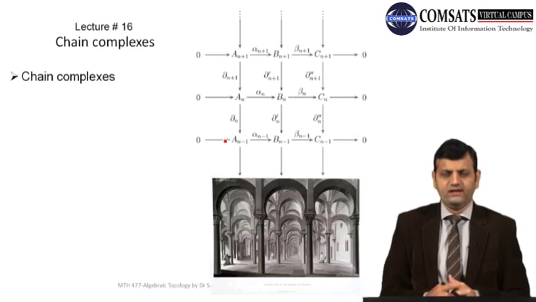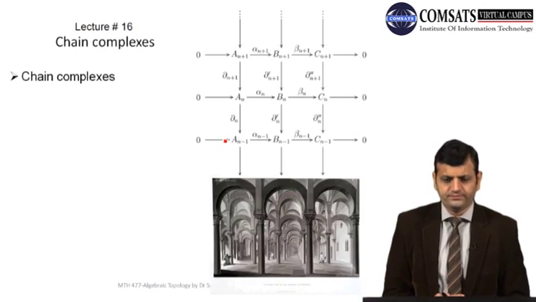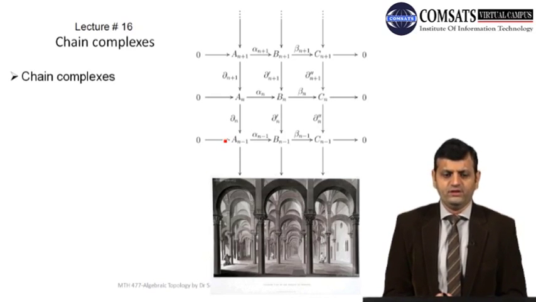So moving on to lecture number 16, we discussed what chain complexes are. Once again, why we are going to discuss chain complexes: because whenever we define homology, we start by constructing a chain complex. In simplicial homology we constructed a chain complex where the nodes are free abelian groups, and the maps are the boundary maps.